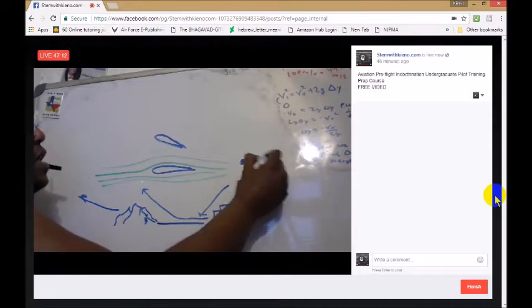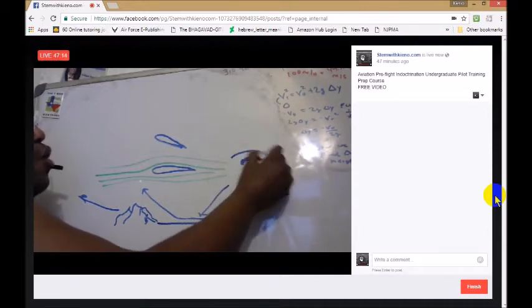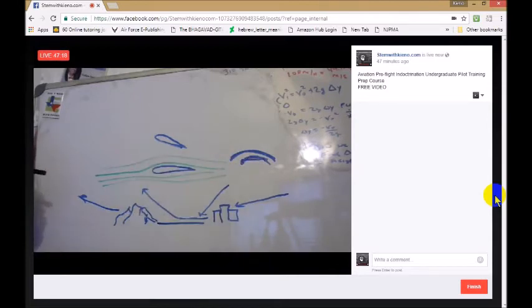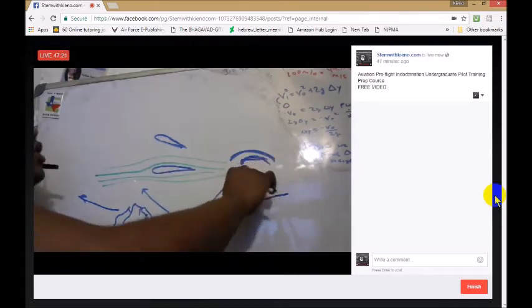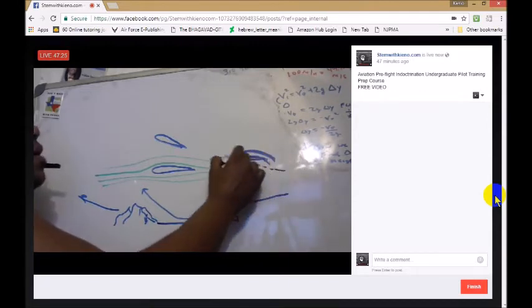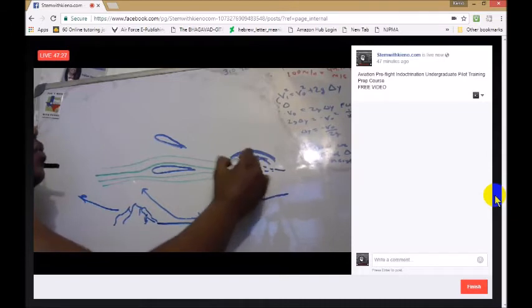our slats down and our flaps down, we have more curvature. This is more curved. We have a slight curvature on the top in this case, but we have more curvature and we're also increasing our angle of attack as well. Let's have our relative wind there.